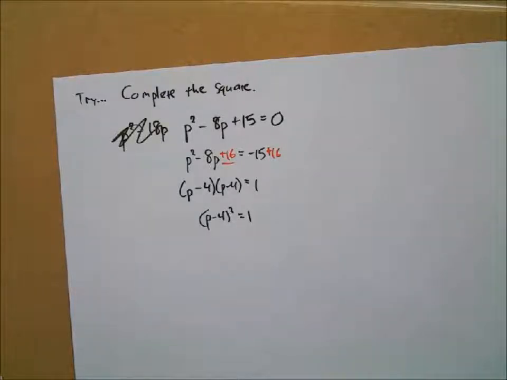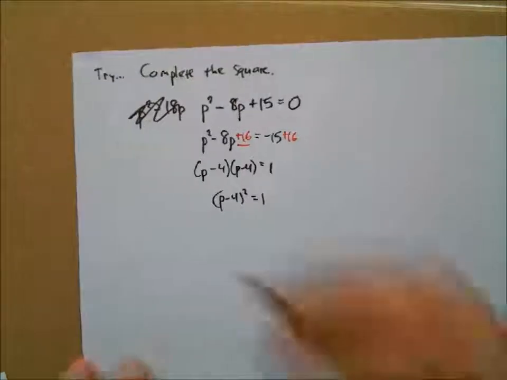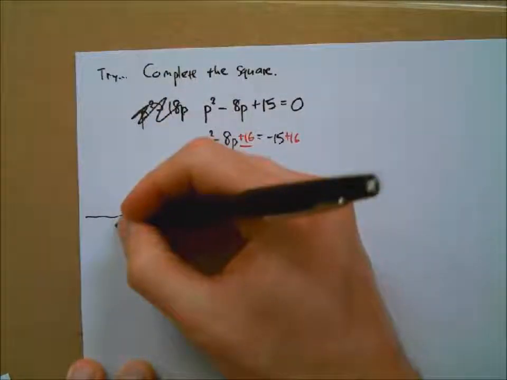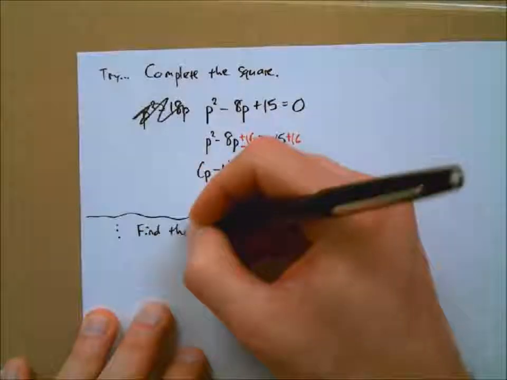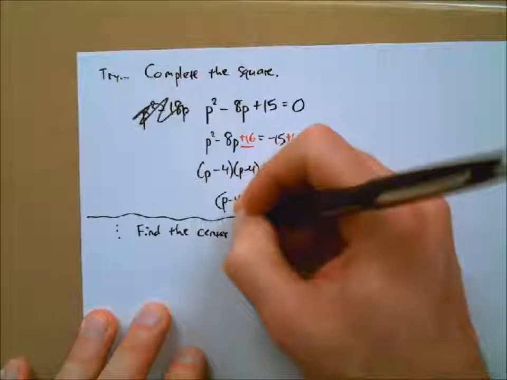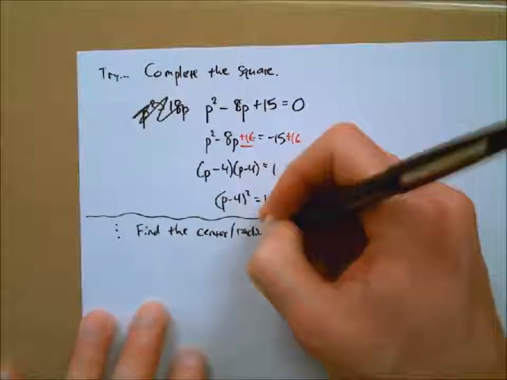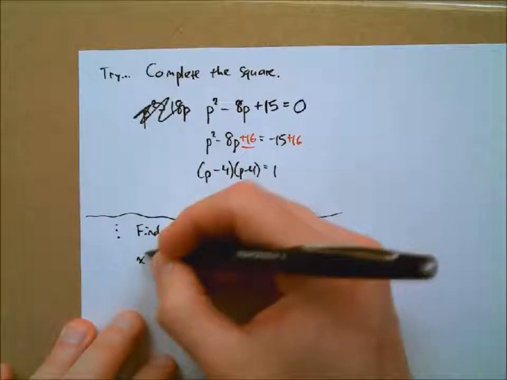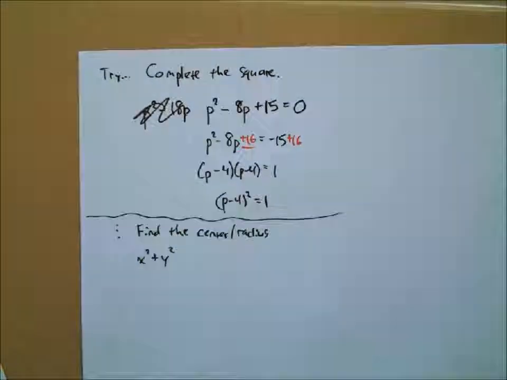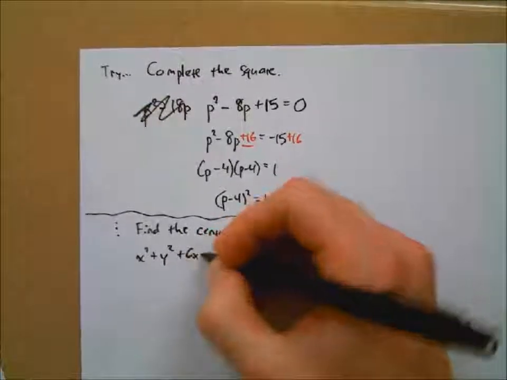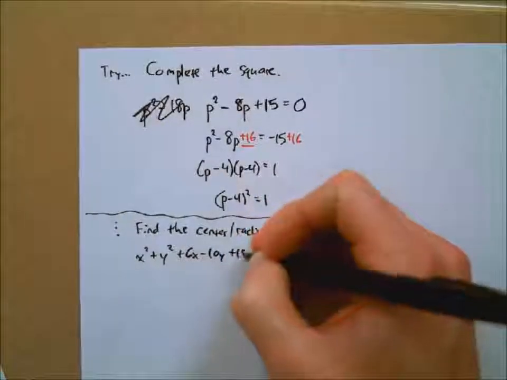So let's go back to where we were, looking at our circle, and how we can make that circle match what we were looking for. Again, we were finding the center and radius. And our circle was x squared plus y squared plus 6x minus 10y plus 18 equals 0.